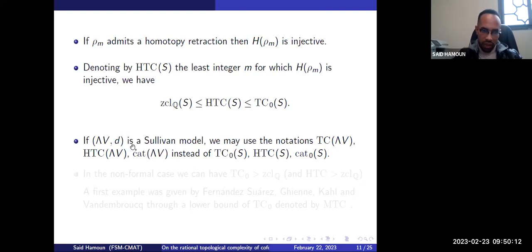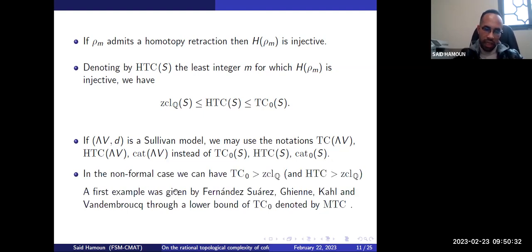Moreover, if lambda V d is a Sullivan model for topological space S, then we may use the notation TC of lambda V, HTC of lambda V, cat of lambda V instead of TC0 of S, HTC of S, and cat0 of S.